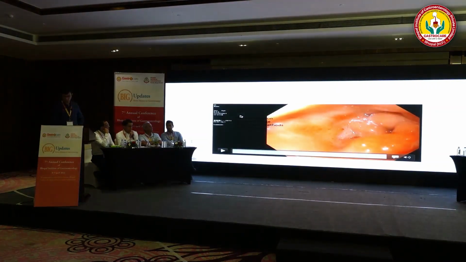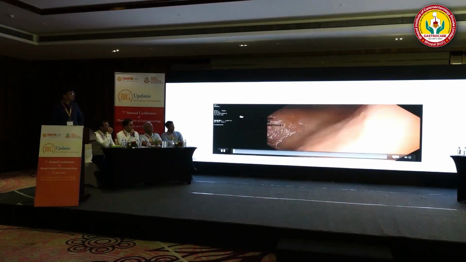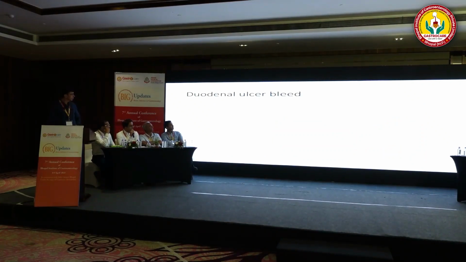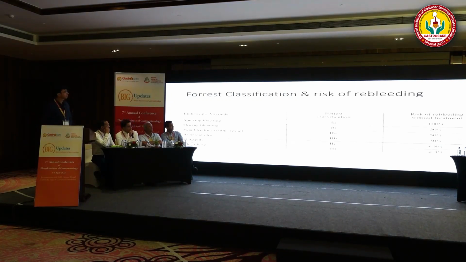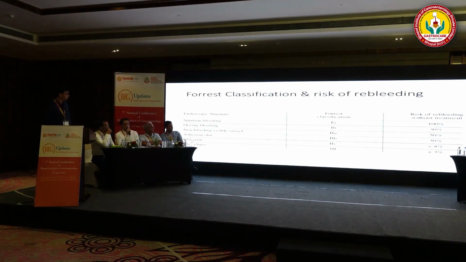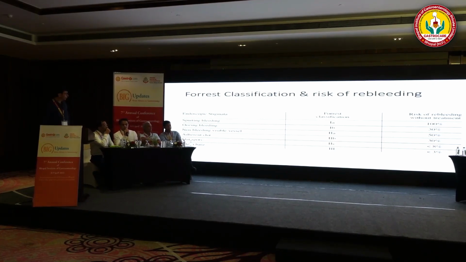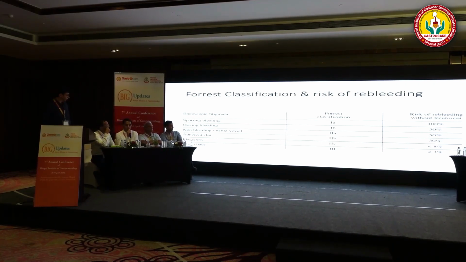And as we know in the Forrest classification, class 1A and B would have a risk of rebleed to the tune of 50%. And 2B would have a risk of bleeding in about 30 to 40%. And once we go down below, rather easier to remember would be 40, 20, 10, 5. So every time you keep reducing the risk by half. And class 1A would be 50%.